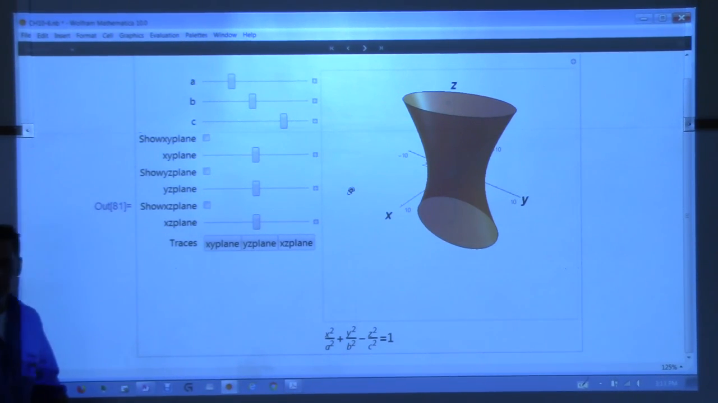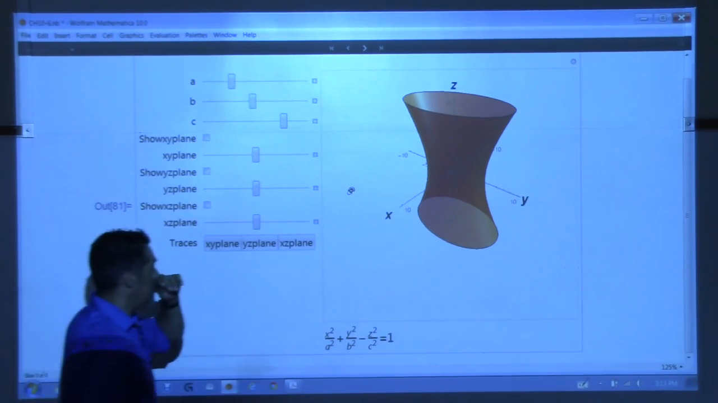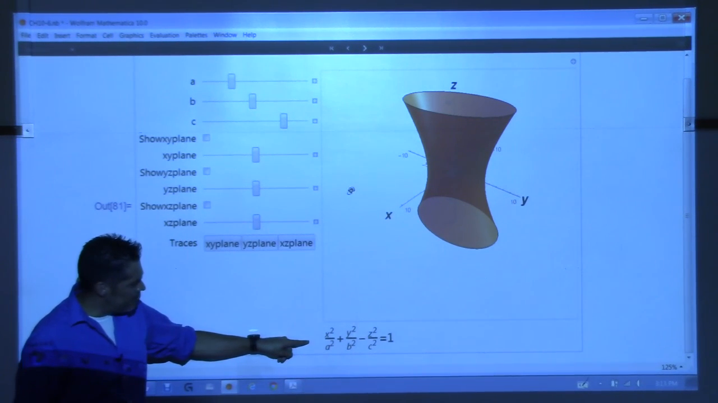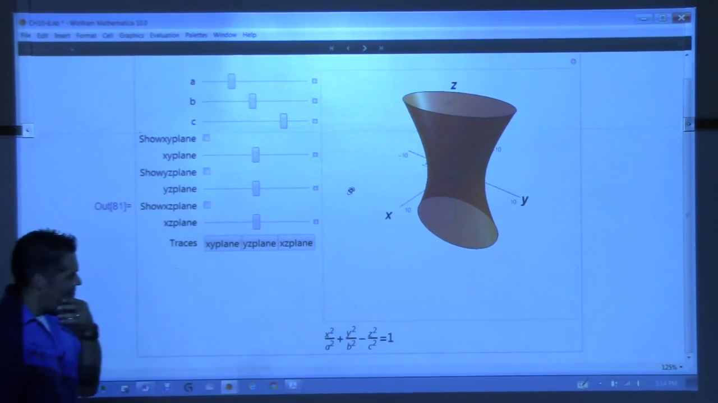Nuclear reactor, silo. They use that shape on purpose. It has to do with the heating and the way things cool off. So this is the equation. Man, that looks a lot like what? What equation does that look a lot like?